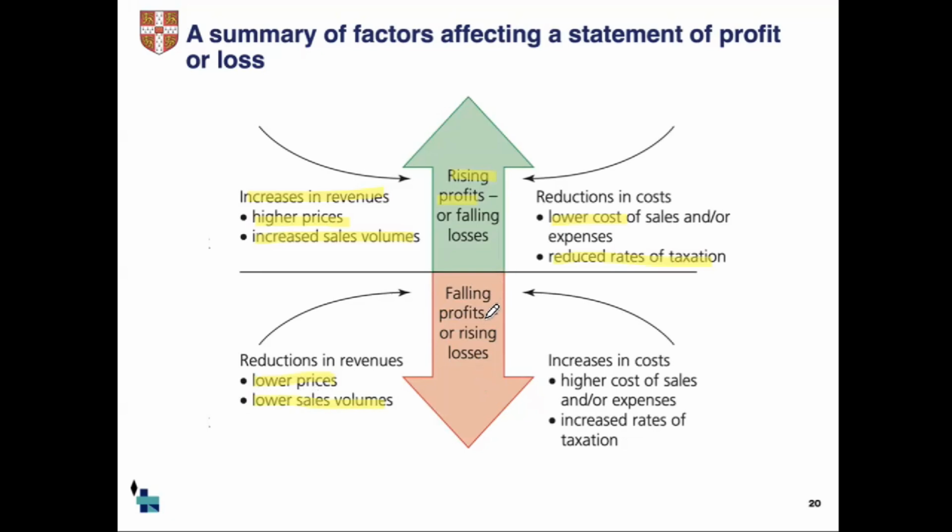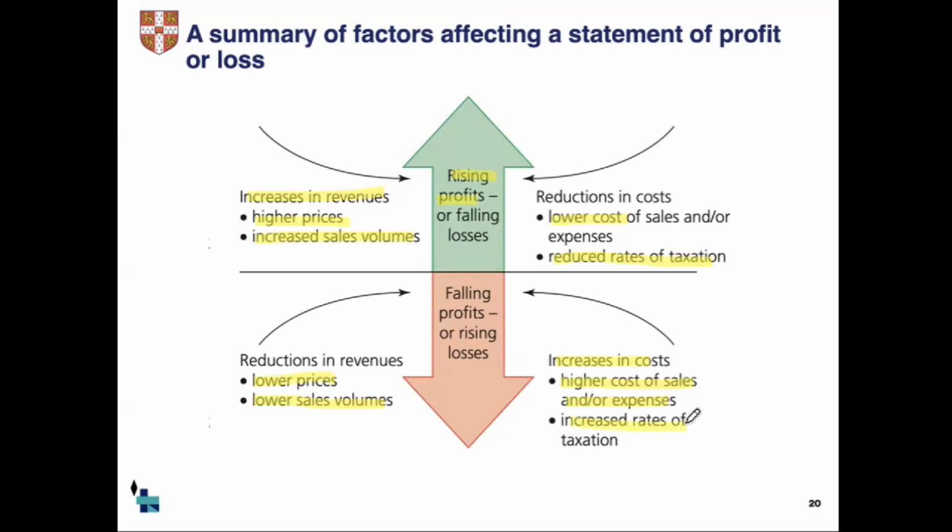Anything that is causing our profits to fall has a potential of increasing our losses or generating losses. On the other hand, if our costs are high, cost of sales is high, our other expenses, distribution expenses, administrative expenses are high, that will cause our costs to increase, and then will cause our profits to decrease, or our losses to increase. And if government increases the rate of taxation from 25% to 30%, that is also an activity that can cause our profits to fall.